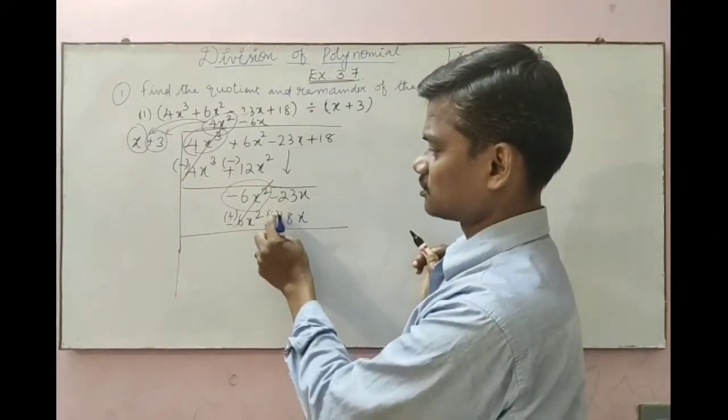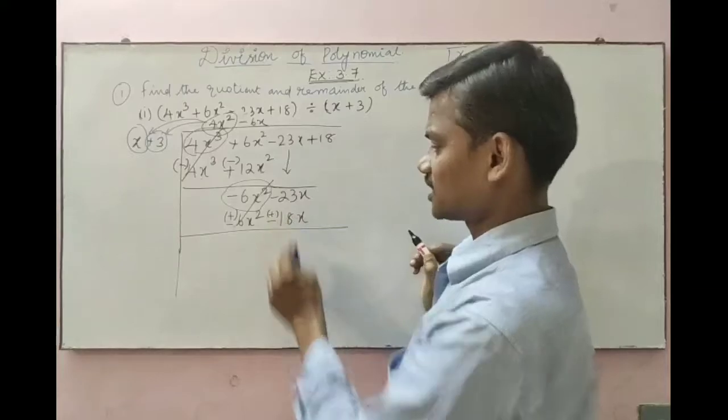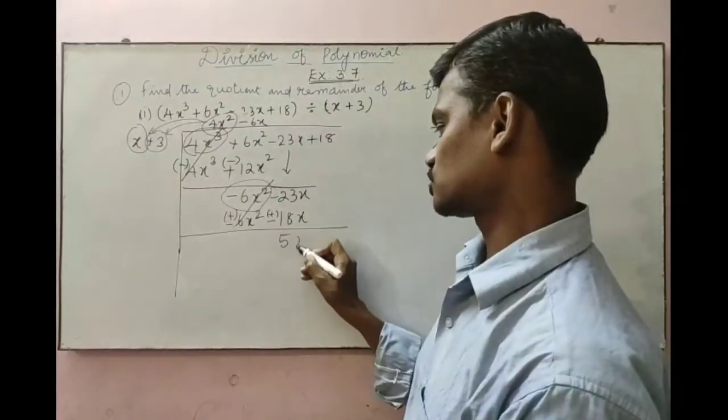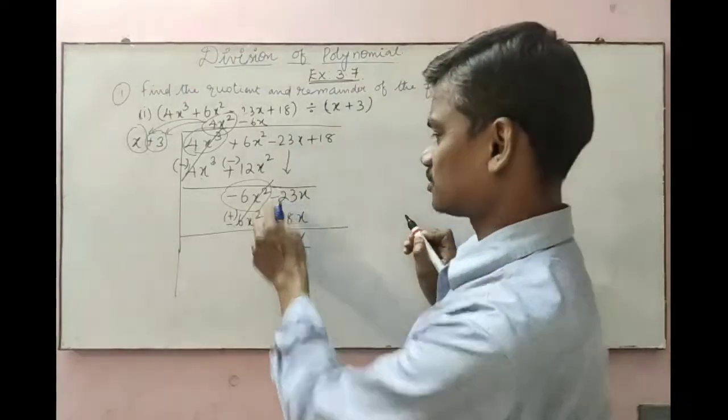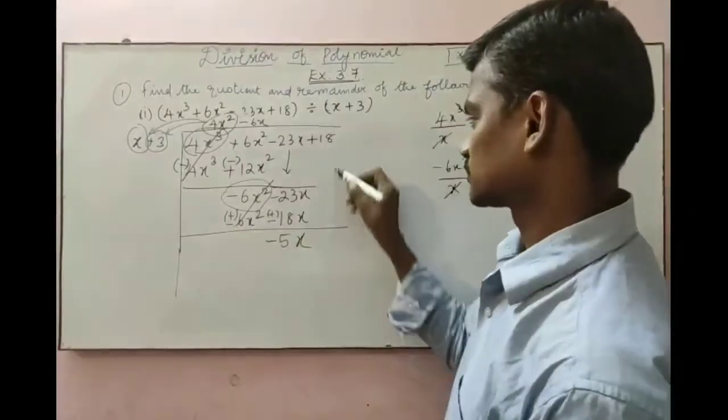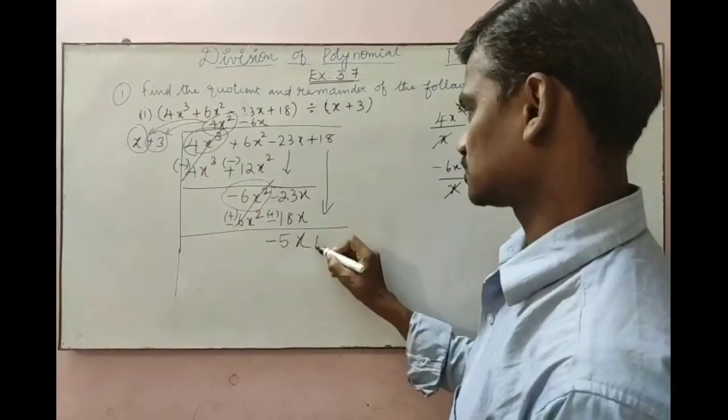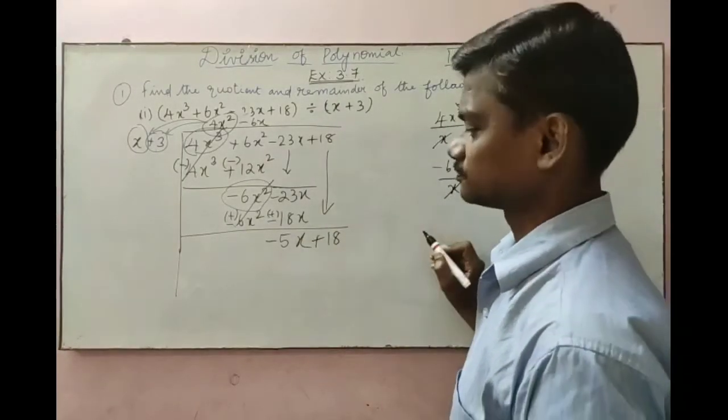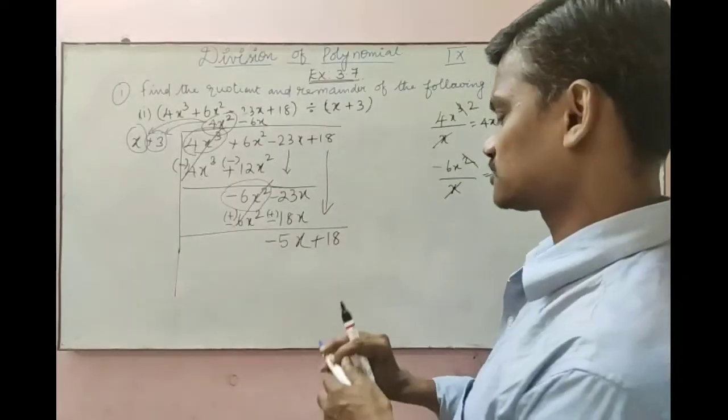Minus 23 plus 18. Different sign. I have to subtract those two numbers and put the greater number's sign, minus. Again, next bring down the next term, plus 18. Again I am going to take this first term.